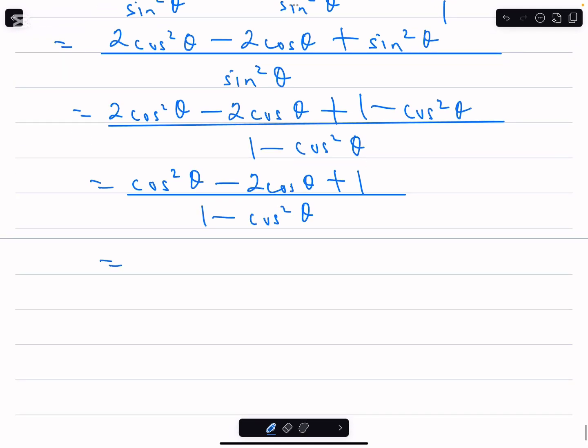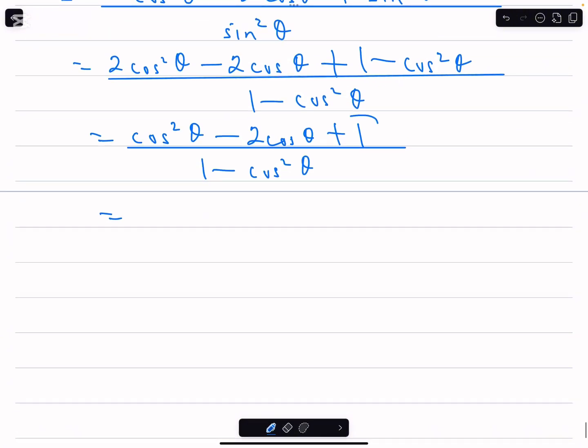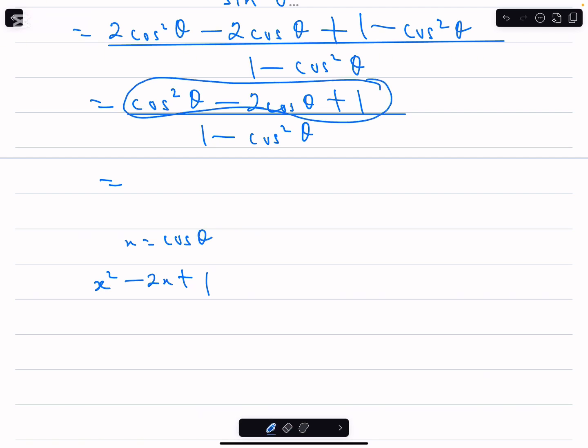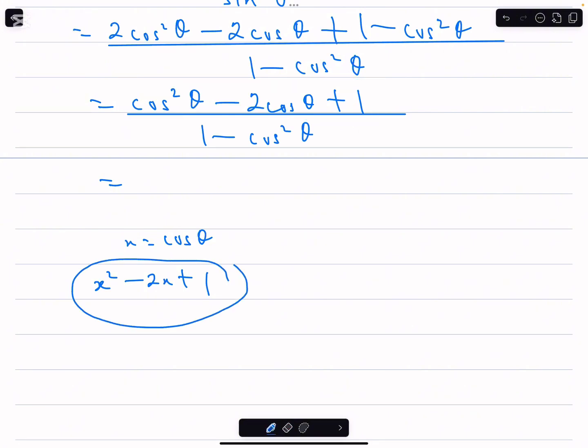Now where do we go from there? This is a quadratic expression which can be factorized. If I make cos square theta x, that means x square minus 2x plus 1. Sorry, if I make cos theta x, if x equals cos theta, that means cos square theta minus 2 cos theta plus 1 will now be x square minus 2x plus 1.